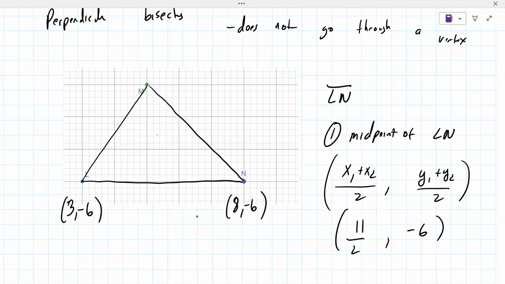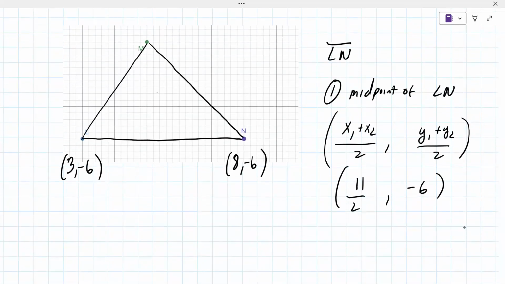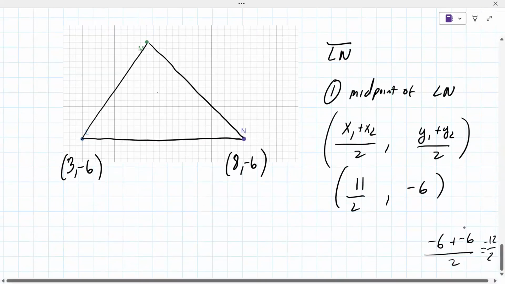Why is it negative? I thought it'd be -6 plus -6. Okay, that's true, they add together to make -12 divided by 2. Let me write that out here. -12 divided by 2 is -6.